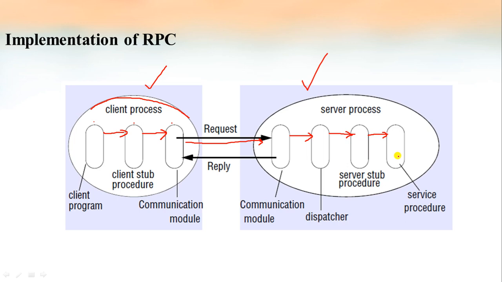That means the server will send the executed service procedure result to the server stub procedure, and the server stub procedure will marshal the reply and send it to the communication module of the server process. From the communication module, it will be sent as a reply to the communication module of the client process. Then it will be sent to the client stub procedure, where the marshaled data is unmarshaled and sent to the client program. In this manner, client and server communicate with each other using RPC.